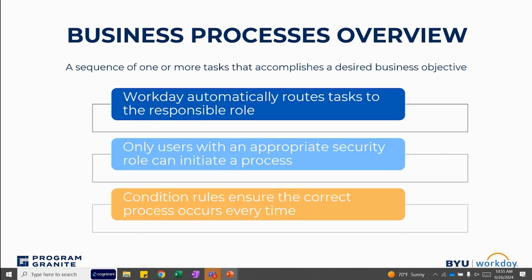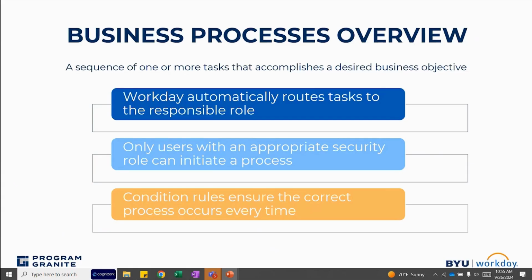So the best example of this, I would say, is hire, right? There is technically one big hire process. To hire an employee at BYU is one big process, right? But we all know what needs to happen when you hire a full-time faculty is different than when you hire a full-time staff, than when you hire a part-time student, than when you hire a part-time adjunct. So there are what's called condition rules built into Workday to make sure that these processes route accordingly.